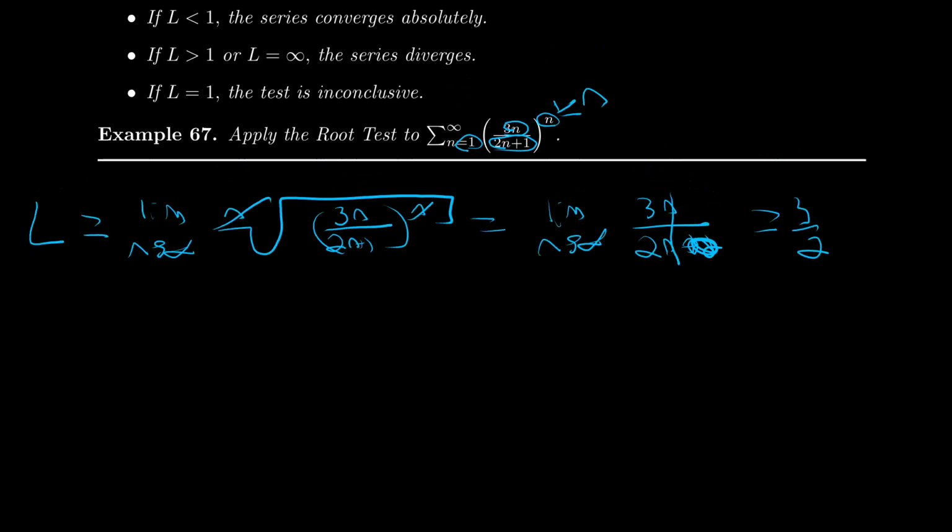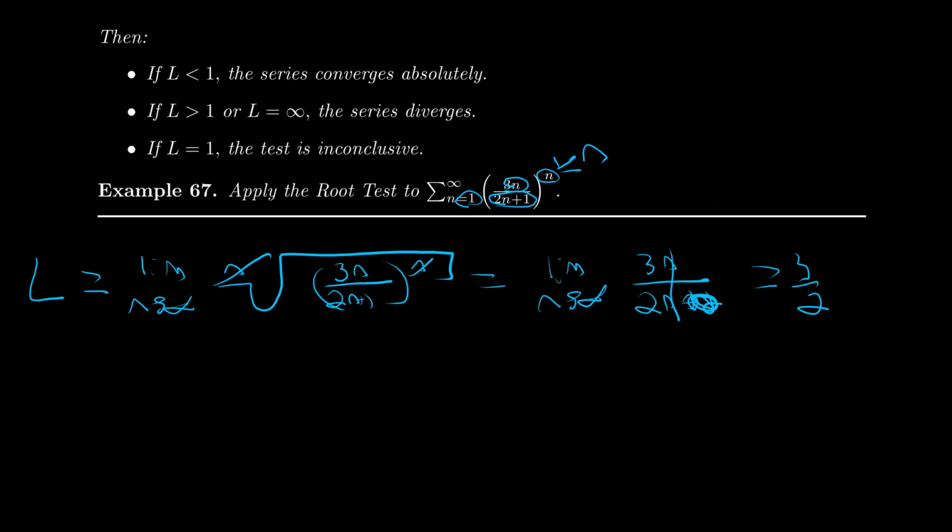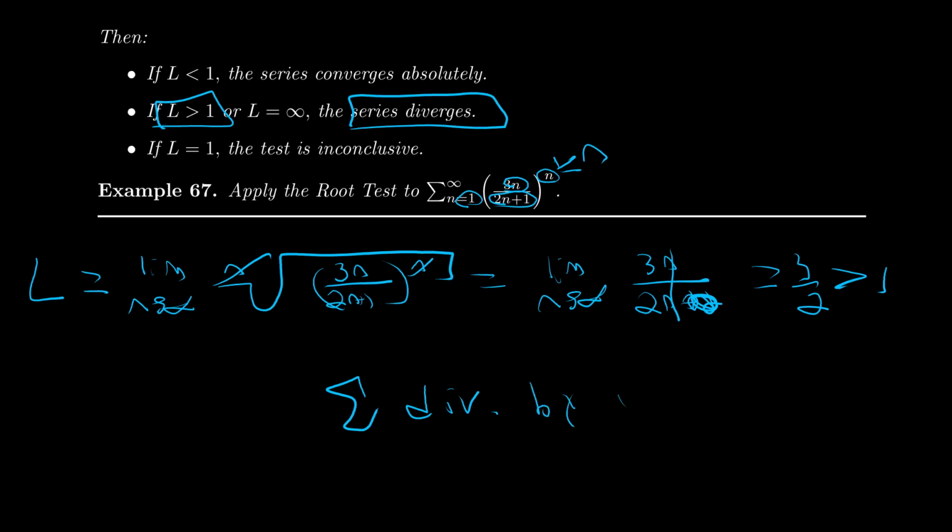This is 3/2. What can we say? 3/2 is bigger than 1, therefore the series diverges. That's what we can say. So this is bigger than 1, so we say the series diverges. There's no such thing as absolute divergence, by the way, by the root test.